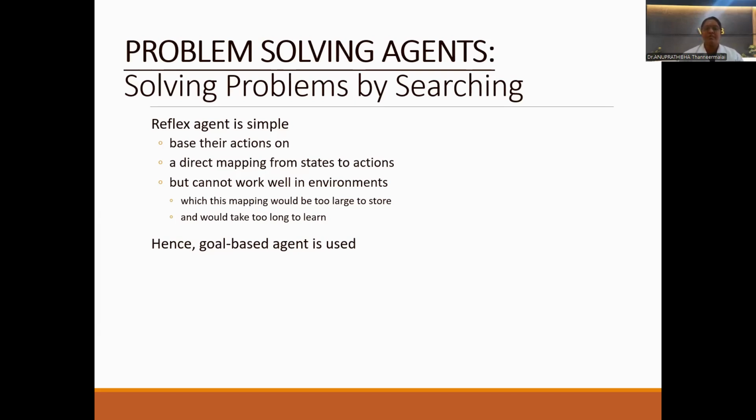So now we will see about the problem solving agents, solving problems by searching. The first one is the reflex agent, which is very simple. It is based on a direct mapping from states to actions, but cannot work well in environments in which this mapping would be too large to store and would take too long to learn. Hence, we are moving towards the goal-based agent.